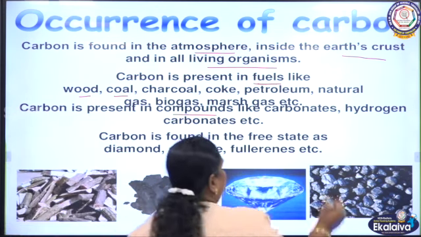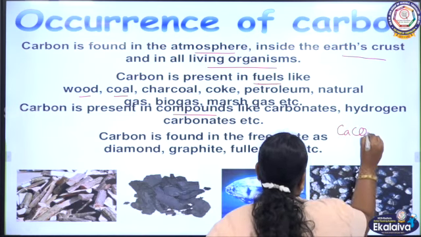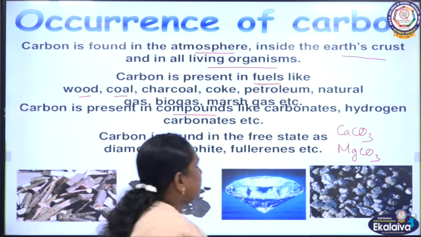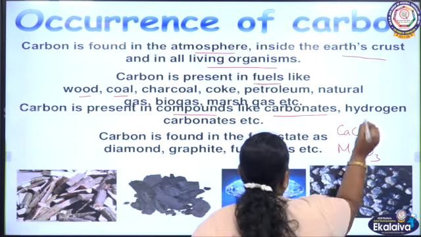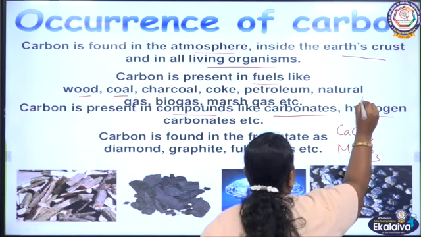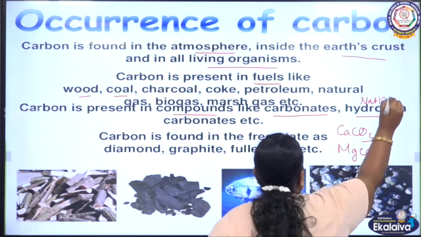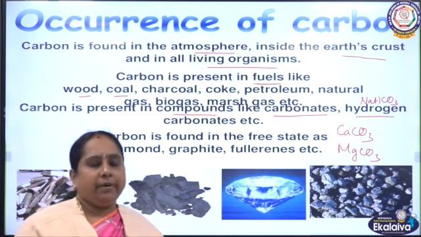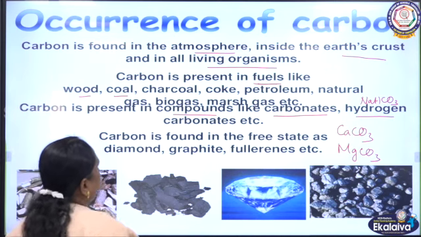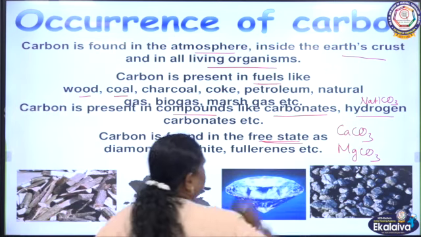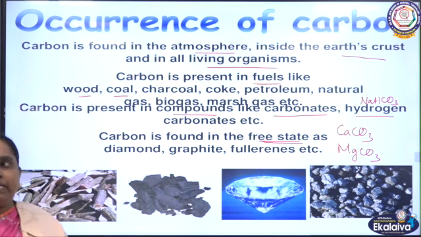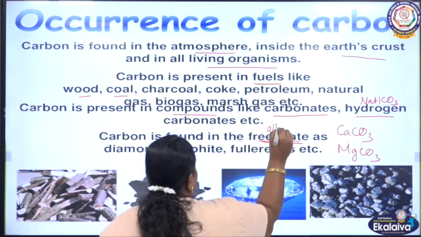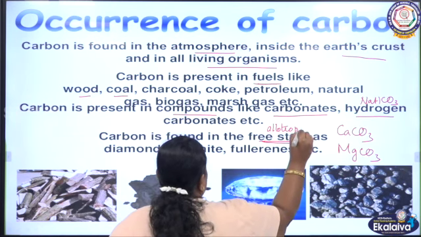What are the compounds? We can take calcium carbonate, magnesium carbonate. So carbon is present as compounds in the form of carbonates and hydrogen carbonates, for example, sodium hydrogen carbonate, magnesium hydrogen carbonate, lithium hydrogen carbonate, and so on. And then it is found in the free state also. In the free state, carbon is available as allotropes.